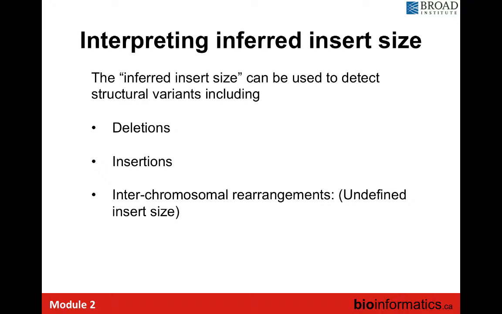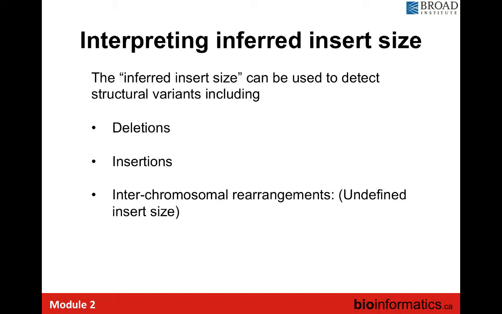So we can interpret the insert size and we can detect deletion and insertion as well as interchromosomal rearrangement. Basically, if you have a rearrangement between two chromosomes, the insert size is not going to be able to be computed because the reads are on two different chromosomes, so it's going to be undefined. That could be evidence that this part of the genome has been linked to that part of the genome, for example a read pair between chromosome 1 and 12. So that could be a clue for a chromosomal rearrangement. The other two, deletion and insertion, you will be able to spot with shorter or larger inserts than expected.